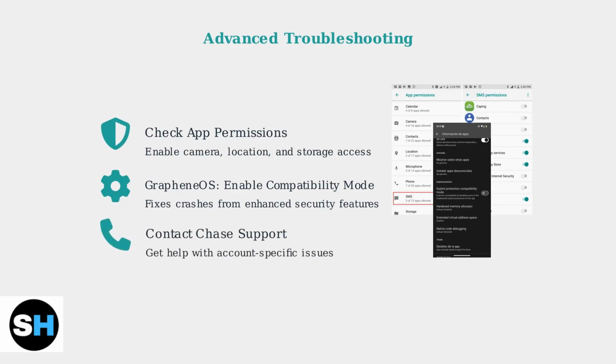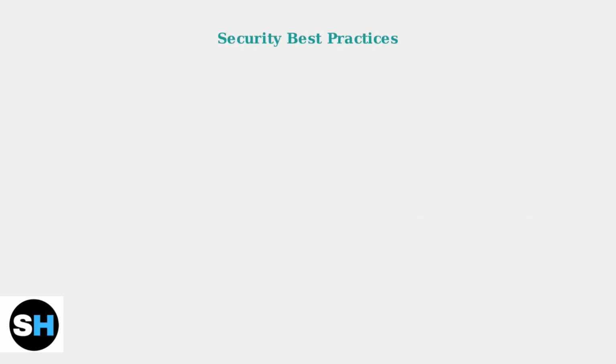If all troubleshooting steps fail, contact Chase customer support directly. They can identify server-side issues, account-specific problems, or provide specialized solutions for your device. Beyond fixing app issues, it's essential to maintain security while using mobile banking. These practices protect your account from unauthorized access and help you stay informed about service disruptions.